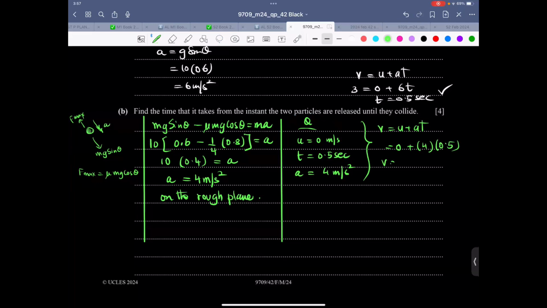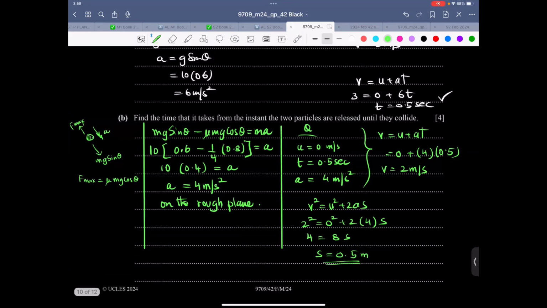This comes out to be 2 meters per second. And then what else do we have? We have v² = u² + 2as. 2² = 0² + 2 × 4 × s. So therefore, this is 4 and this is 8s. Therefore, s comes out to be, if I'm not mistaken, 0.5 meters.